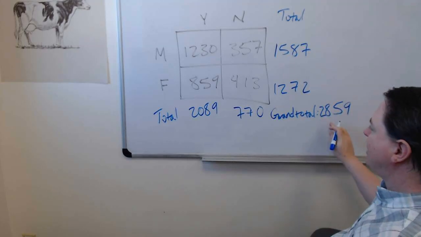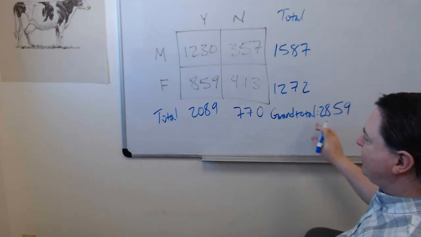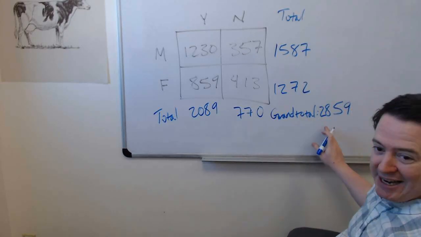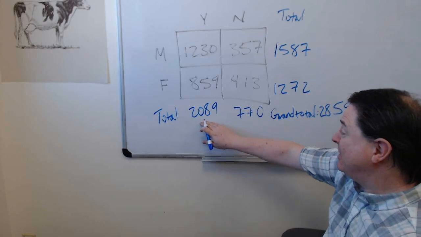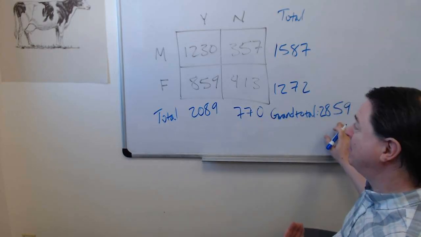And I get 2,859. A good way to double check that you didn't make any mistakes, though, is to go ahead and add these two together also. These two should also add up to the same number, right?